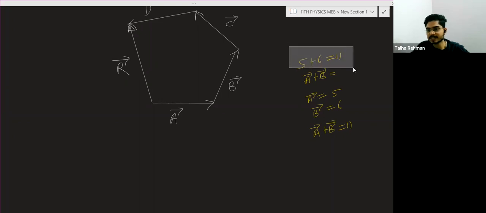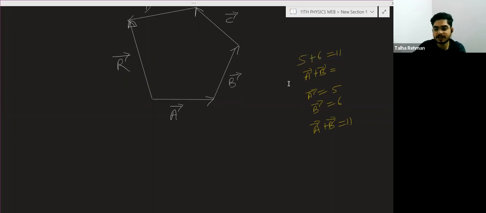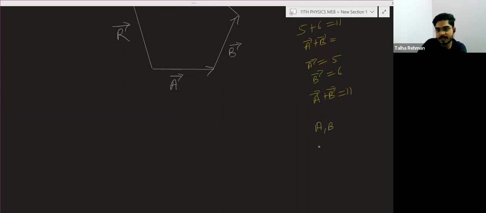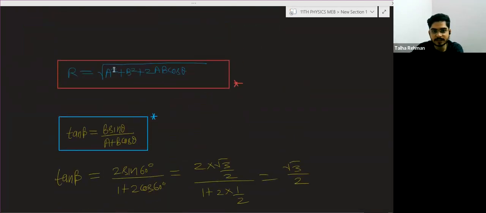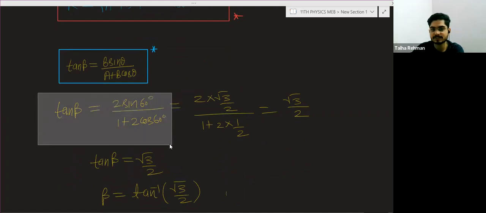Vectors follow a different addition. But for scalars, I have written this thing here. A, B, and R, all these things are not vectors. This A is not a vector, B is not a vector, R is not a vector. See here, in this formula, I have written A square, B square. Here this A and this B are not vectors. This is only the magnitude of A and B. And this R is not R vector. This is just R, the magnitude of the resultant vector. Direction is given by this.